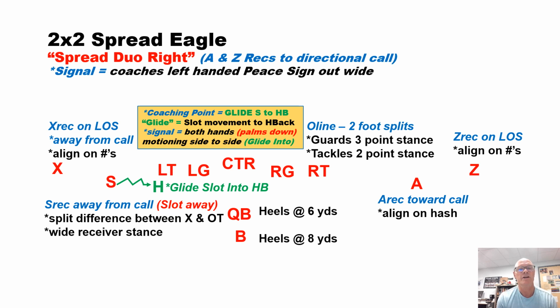All right, first is our 2x2 spread eagle, spread duo right. So instead of having it tight to the body, it would be out wide here with that same peace sign. If we want to motion or reset the slot into the tight H-back position, we simply use palms down, gliding back and forth. He's going to reset into his original duo right.